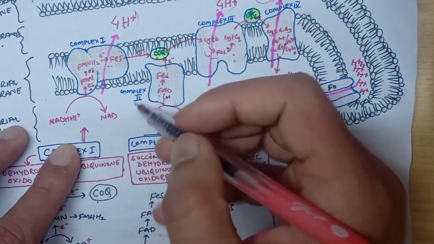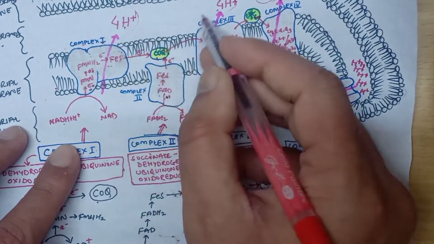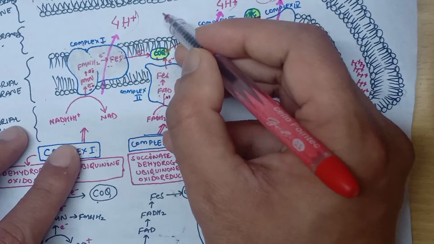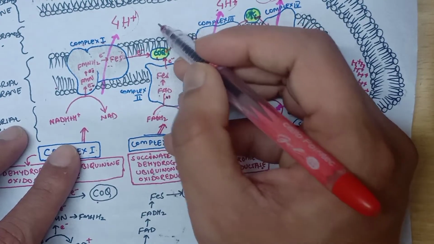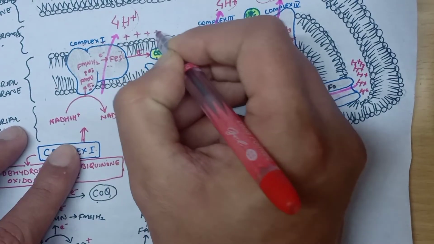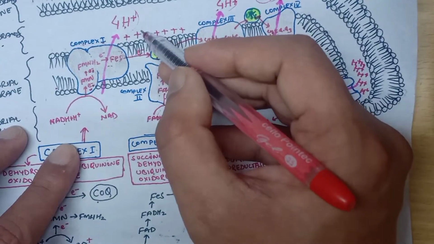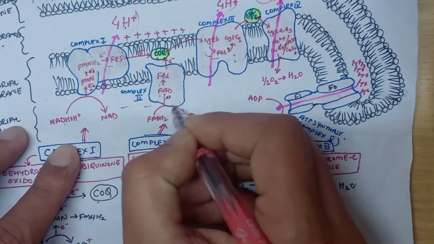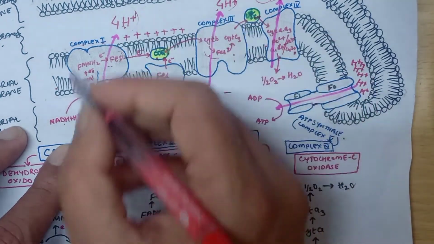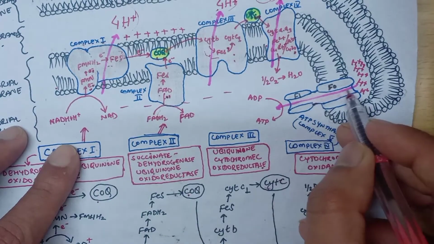So as there is pumping of electrons outside the inner membrane into the intermembranous space, and this inner membrane is impermeable to protons, there is development of a proton gradient outside the membrane. So it is more positive outside and more negative inside. This development of the proton gradient is responsible for ATP synthesis.